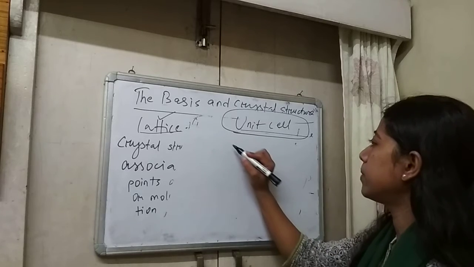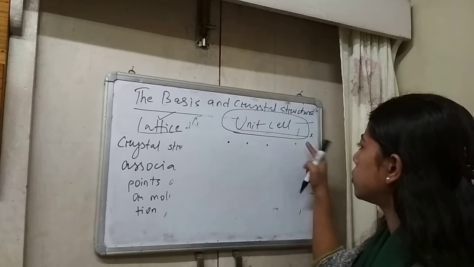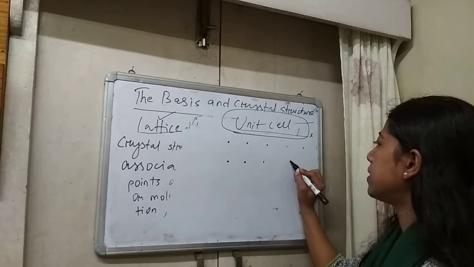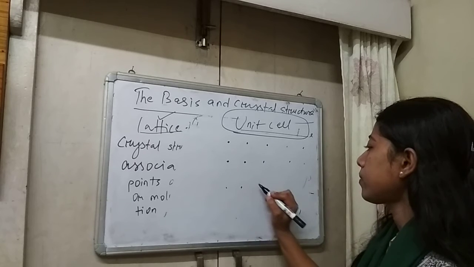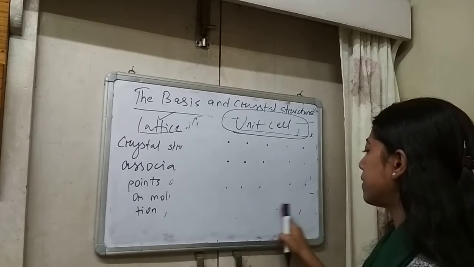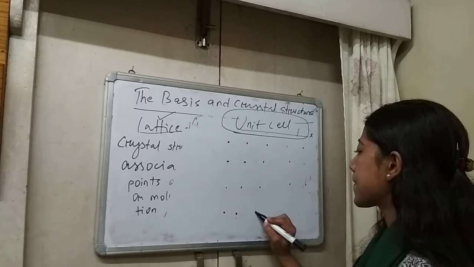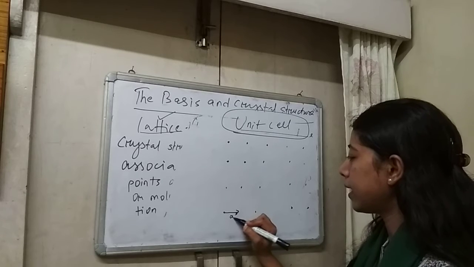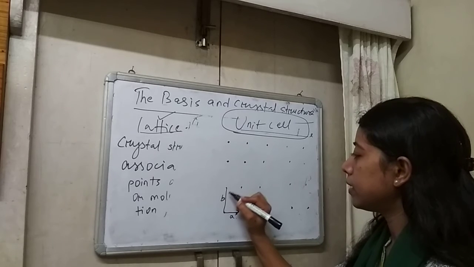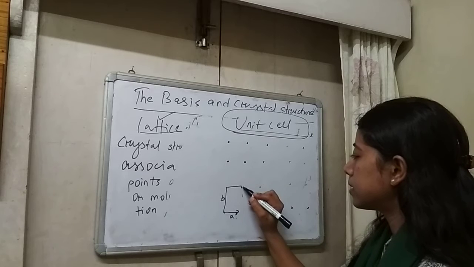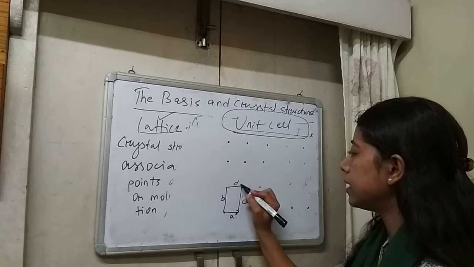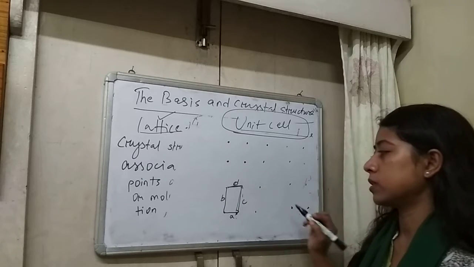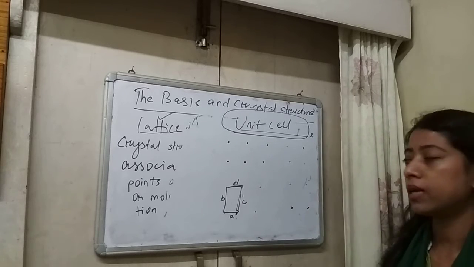So what does unit cell mean? It is again something similar to what we have learned earlier. When you have a set of lattice points, I have a lattice point like this. Now if I have a vector a, a vector b, a vector c, and then d, you see I'm getting a square shaped structure. This square shaped structure is nothing but a unit cell.